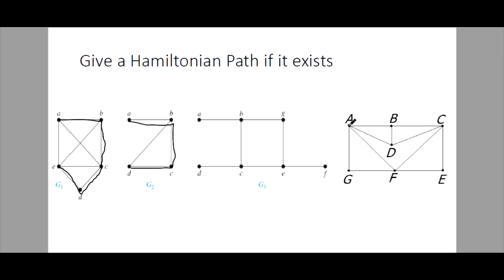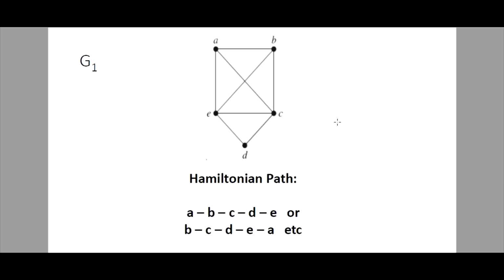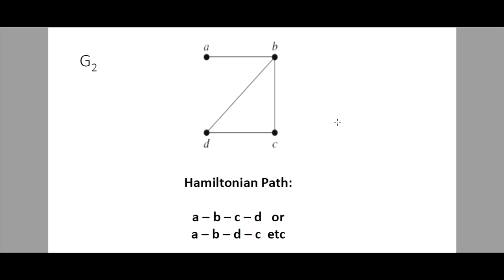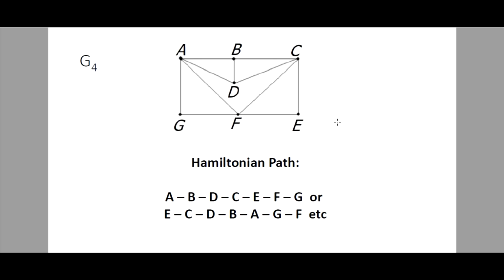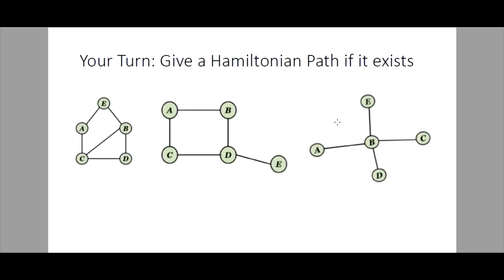For the last graph, we have A to B to D to C to E, F, and to G. So we have this as one of the Hamiltonian paths. Okay, so we have this. You may pause the video to check whether our path here is correct. We have another answer in this one. So you may practice this. You may pause this video.